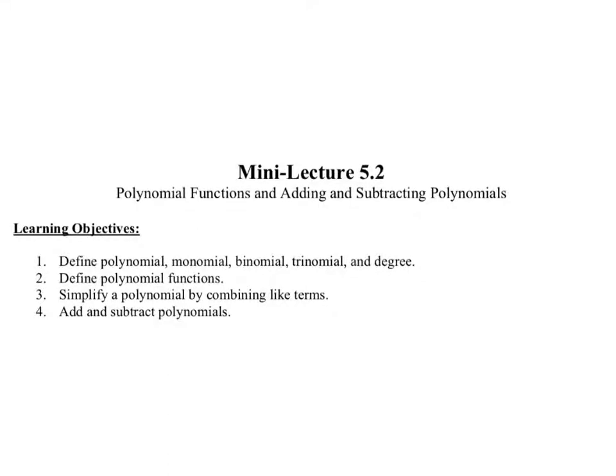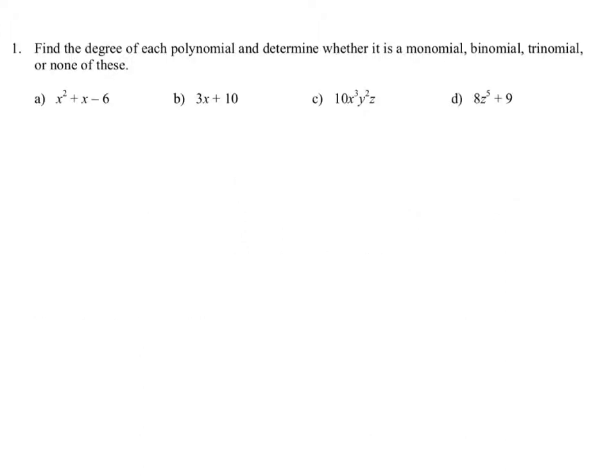In section 5.2, we're looking at polynomial functions and adding and subtracting polynomials. Our objectives are to define polynomial, monomial, binomial, trinomial, and degree, define polynomial functions, simplify a polynomial by combining like terms, and add and subtract polynomials. Let's find the degree of each polynomial and determine whether it is a monomial, binomial, trinomial, or none of these.